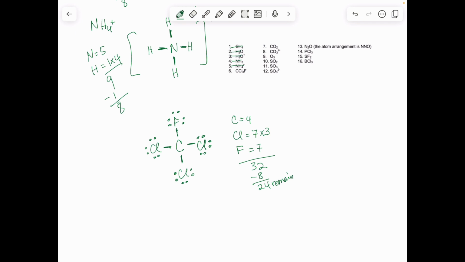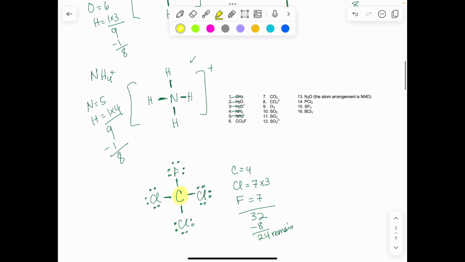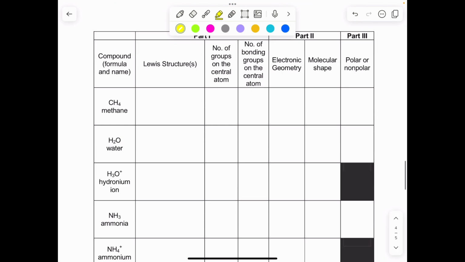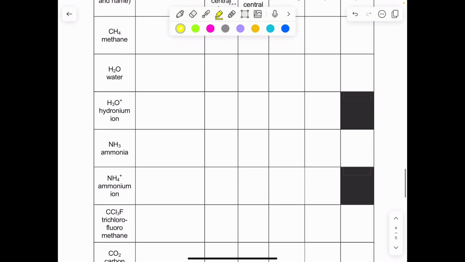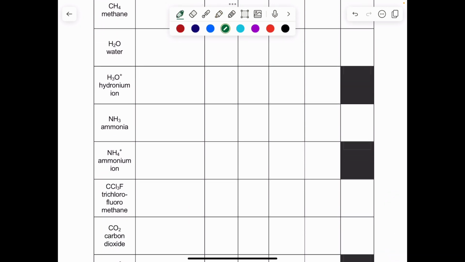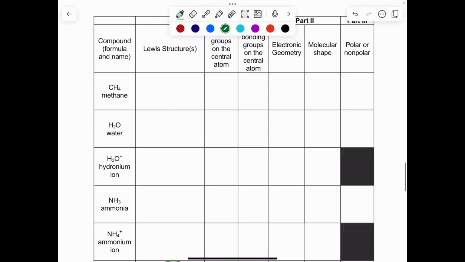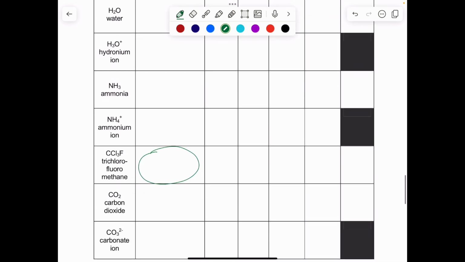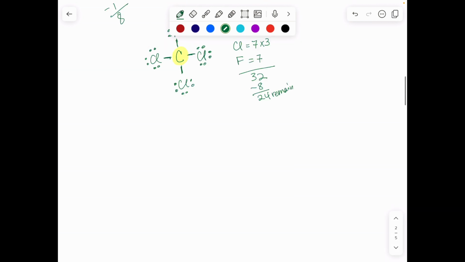It's got a lot of lone pairs on the outside atoms, but as you move into the next part of the activity, you're going to be focusing in on the carbon. You actually were focusing in on the carbon down below. Let me open up that. When you wrote out CCl3F and you got the Lewis structure, the question here is number of groups on the central atom. And there were 4 groups there, no lone pairs, 4 bonds.